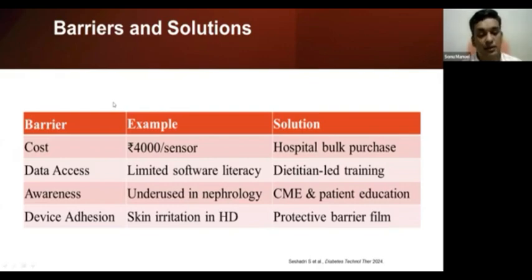And there are some side effects because of this CGM. There can be skin irritation while using this machine. So it can be prevented by using a protective barrier film. And another issue is that there can be slight infections on the site of usage of CGM. This can be prevented by inspecting the site daily.